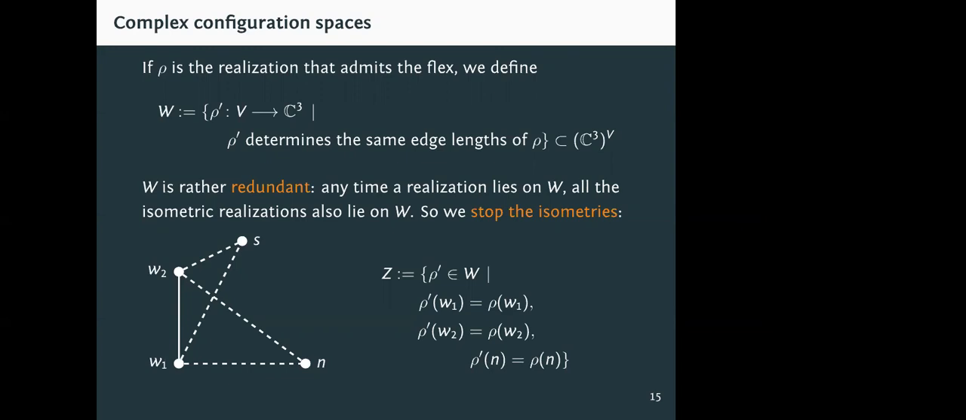We immediately see that this set W is very redundant, because whenever we have one realization in W, any isometric realization will also lie in W. So we want to stop this action by isometries, and to do that, we freeze the isometries by freezing a triangle, for example this triangle W1, W2, N. The two adjacent vertices of a given edge will be called N and S, for example north and south pole. This is what happens in suspensions: you have an equator and a north and a south pole. And then we define Z.